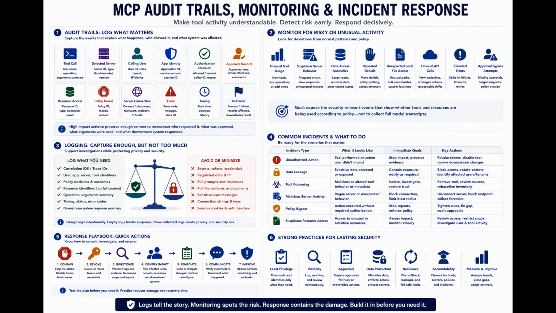MCP audit trails should make tool-mediated activity understandable. Useful logs include tool calls, selected server, calling user, application identity, authorization decision, approval record, resource access event, policy denial, server connection event, error, timing, and outcome. For high-impact actions, logs should preserve enough context to reconstruct who requested the action, what was approved, what arguments were used, and what downstream system responded.